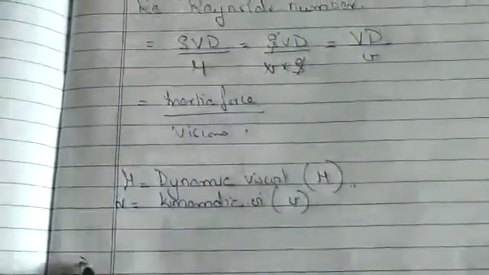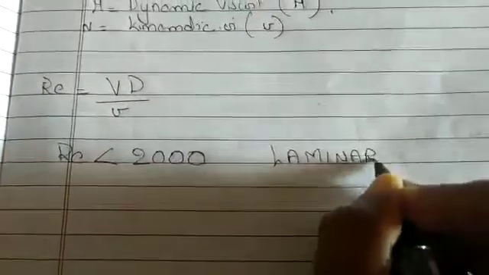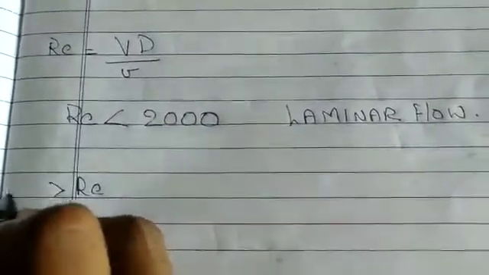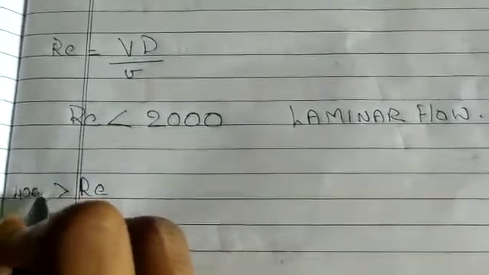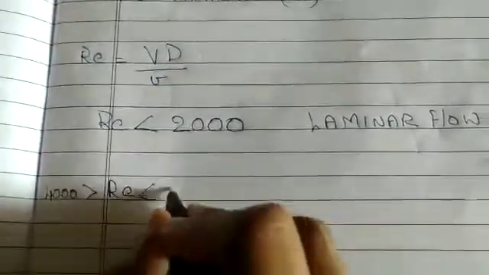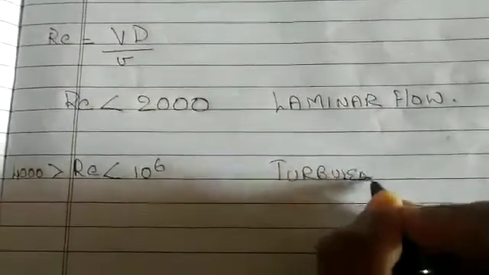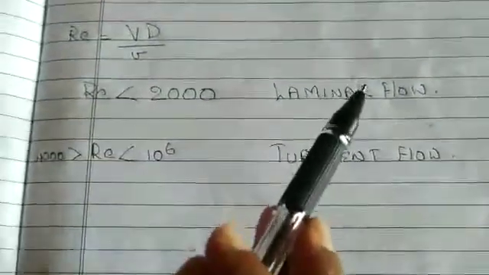Now, our Reynolds number goes as Vd by nu. After calculating this Reynolds number, if the Reynolds number is less than 2000, the flow is said to be laminar flow. And if the Reynolds number is greater than 4000 and less than 10 to the power 6, then the flow is turbulent. So you might have understood that the Reynolds number determines what type of flow.